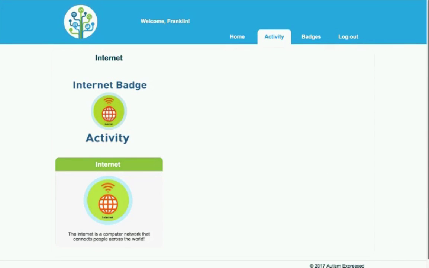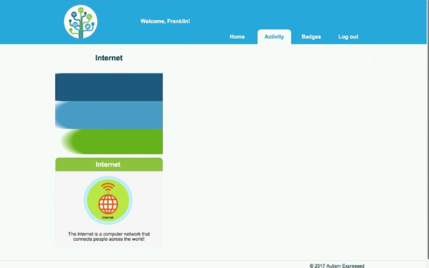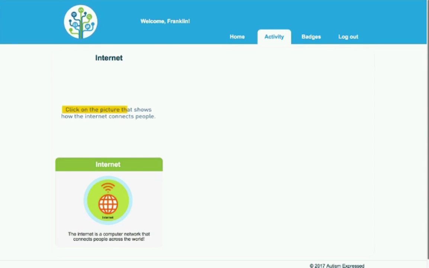Complete this activity to earn your next badge. You know that the internet connects people all over the world. Click on the picture that shows how the internet connects people.